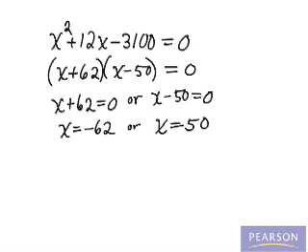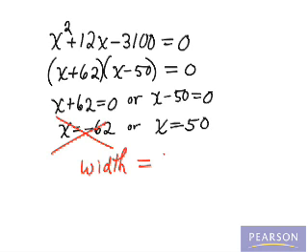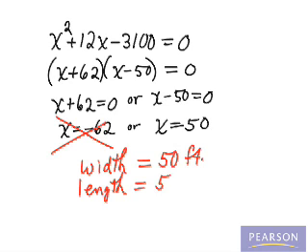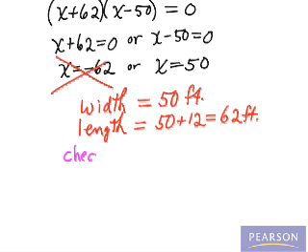But the width cannot be a negative number. So negative 62 is not a possible solution. So the width must be 50 feet, and the length is 50 plus 12, or 62 feet. We can check this, and we check it by taking 50 times 62, and sure enough, that is 3,100.